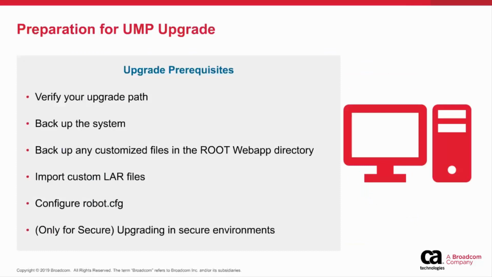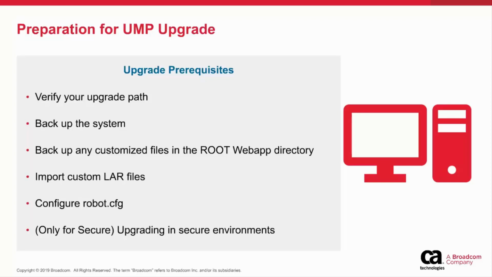Verify that you are prepared to upgrade UMP by completing all of the following tasks. Do not continue with the upgrade until all these tasks are complete. Verify your upgrade path. Ensure that you follow a supported upgrade path. You can upgrade to the UMP 9 Service Pack 1 from an existing UMP 9.0.2 environment. View the compatibility matrix and review the supported upgrade paths section.